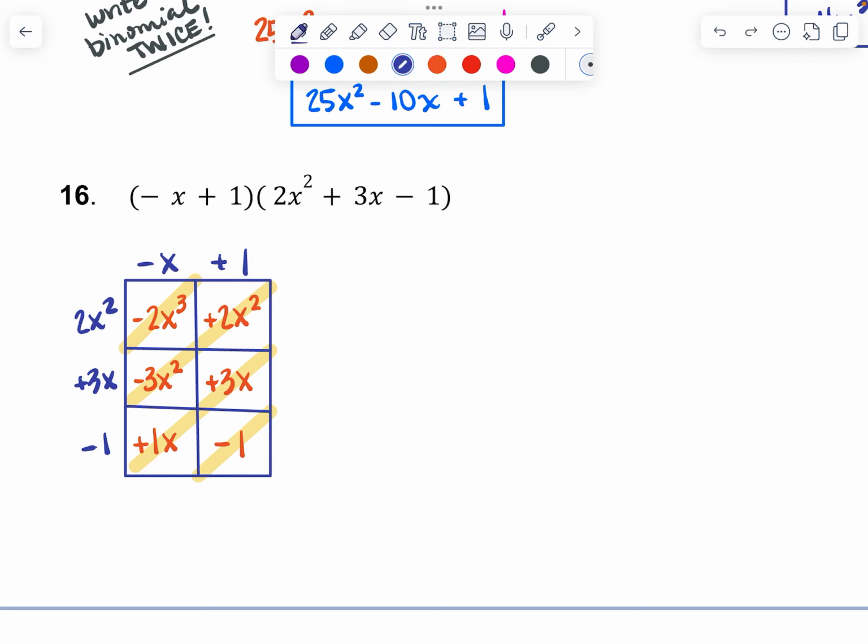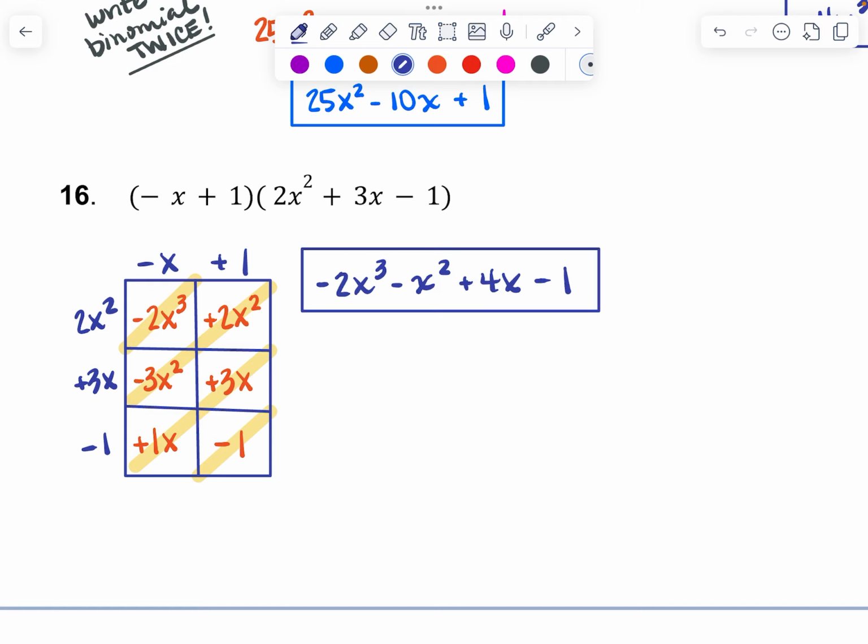So here we go. I only have the 1x cubed, so we're just going to bring him over. But I have positive 2x squareds minus 3x squareds, which is going to give us negative 1x squared. And then I have positive 3x's and positive 1x, which gives me positive 4x. And then, of course, our constant of negative 1.